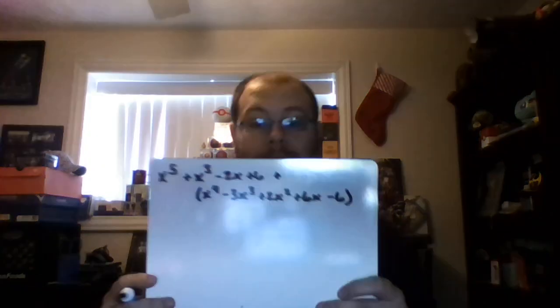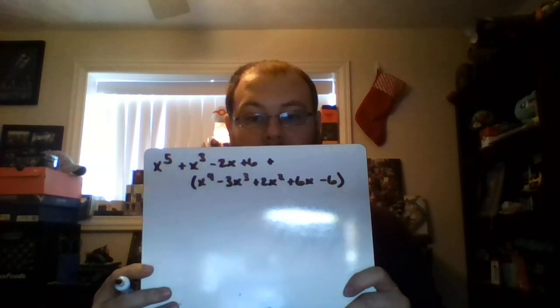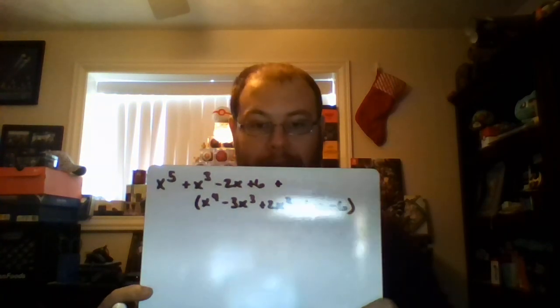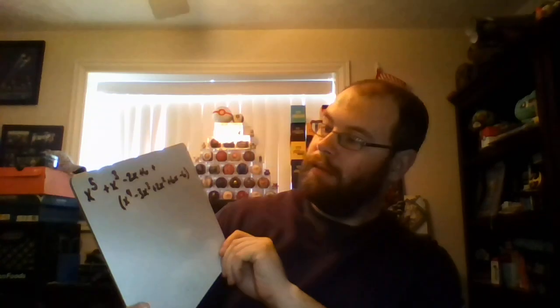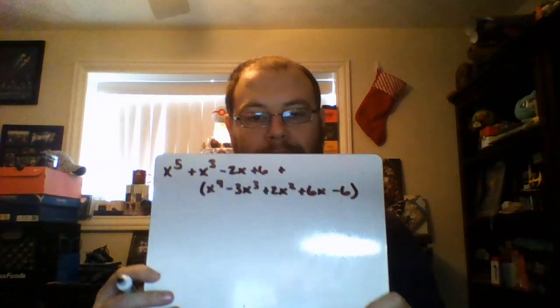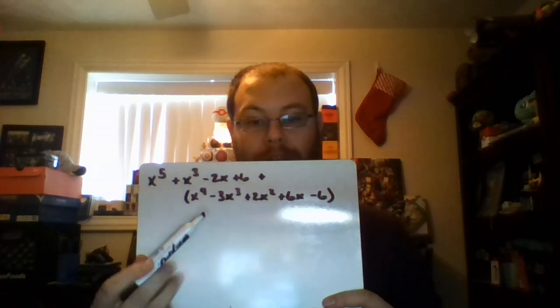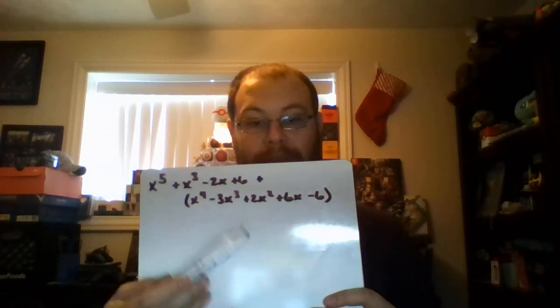Pretty simple. Now, I've got another example here, and still adding, that is a little bit more complex. Here we go, we've got x to the fifth plus x to the third minus 2x plus 6 plus, what's 6? Yes, it's a 6. Okay, my writing with markers is not that great. Plus x to the fourth minus 3x to the third plus 2x squared plus 6x minus 6.